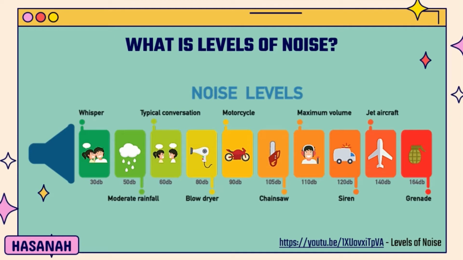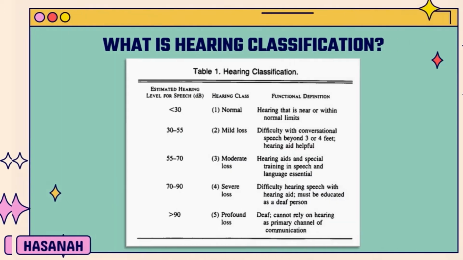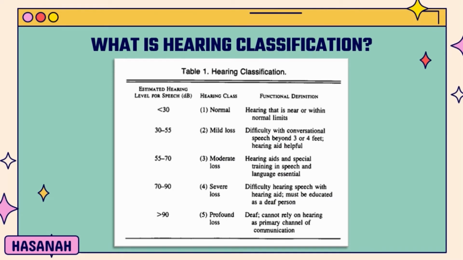I hope you can imagine what kind of sounds and noise are referred to in decibels, because after this I will explain the hearing loss classification, which is related to decibels. So, what is hearing classification for?